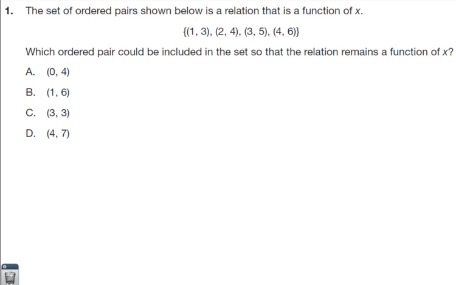Alright, gang. This is all 10 module 2 questions from the 2014 releases. Let's dive right in.